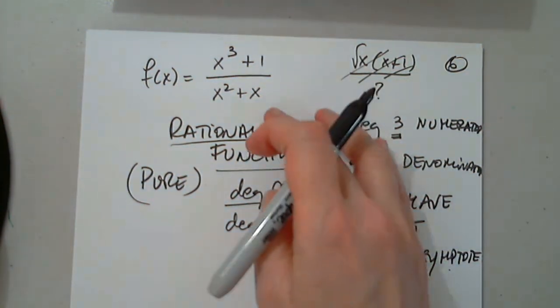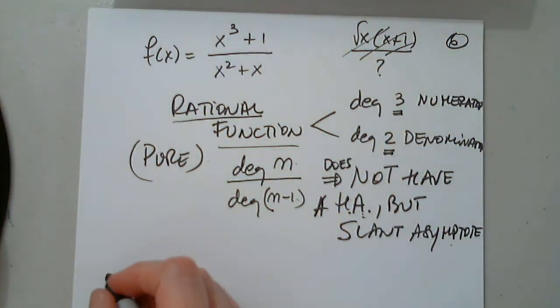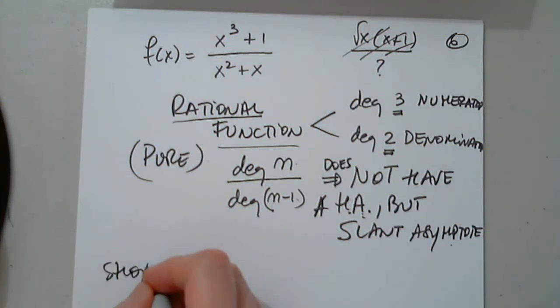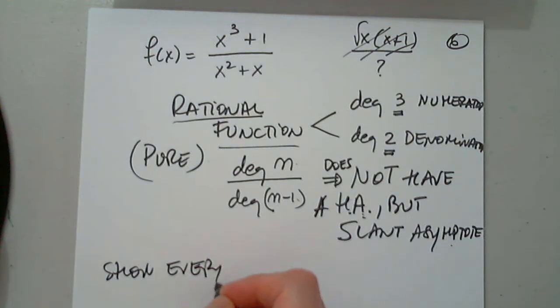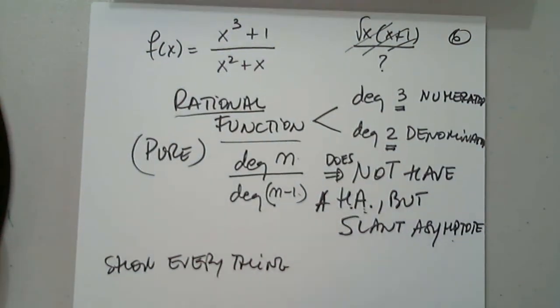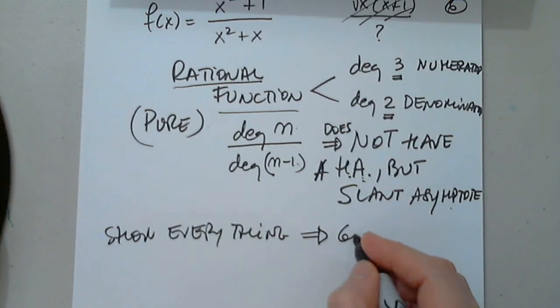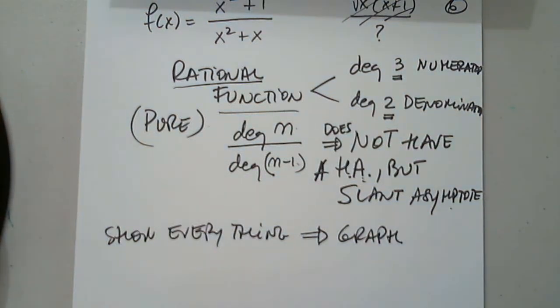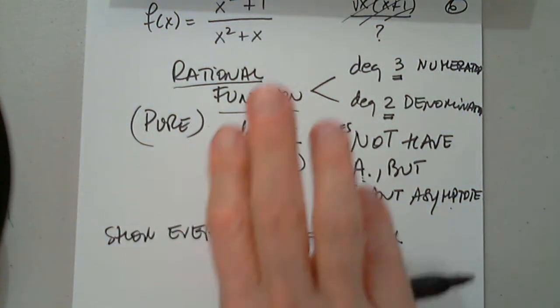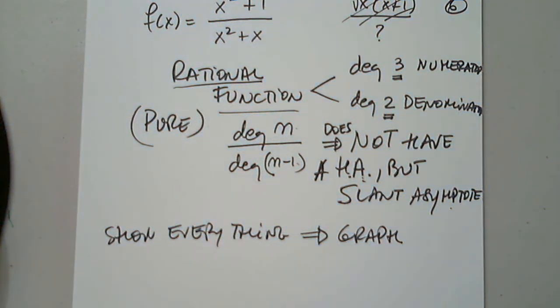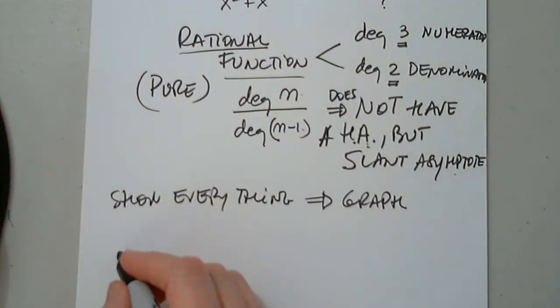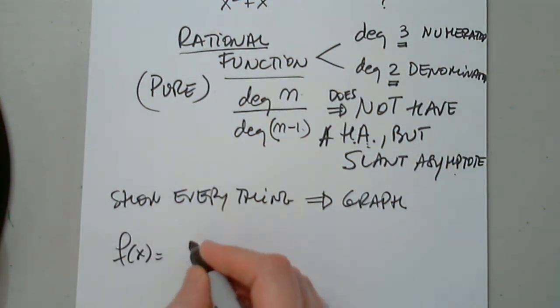So for such a function, here the question is, show everything. Table, asymptotes, increasing, decreasing, concavity, inflection points, anything and everything, and then graph. Okay, I'm looking at this function. What will I have to do first?